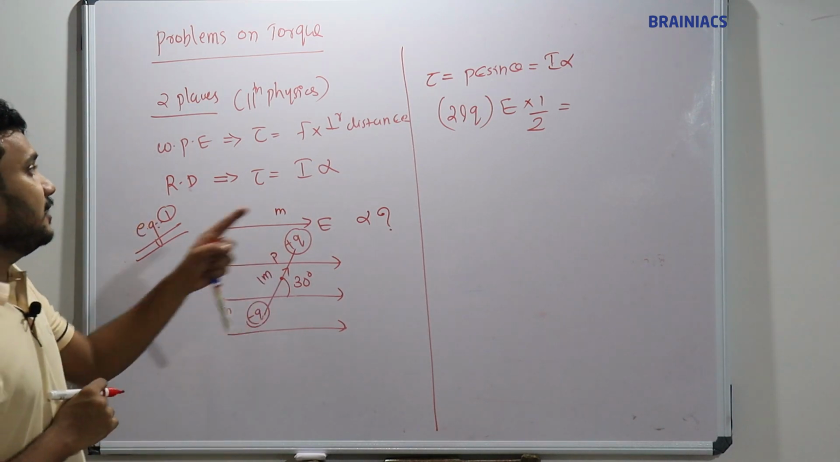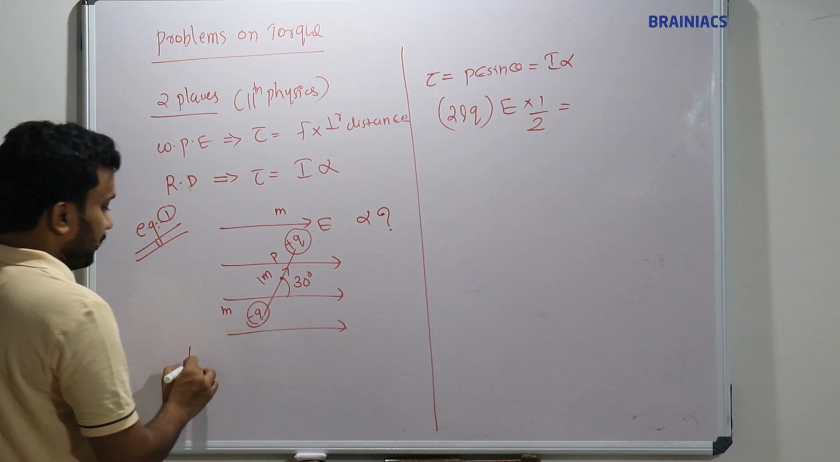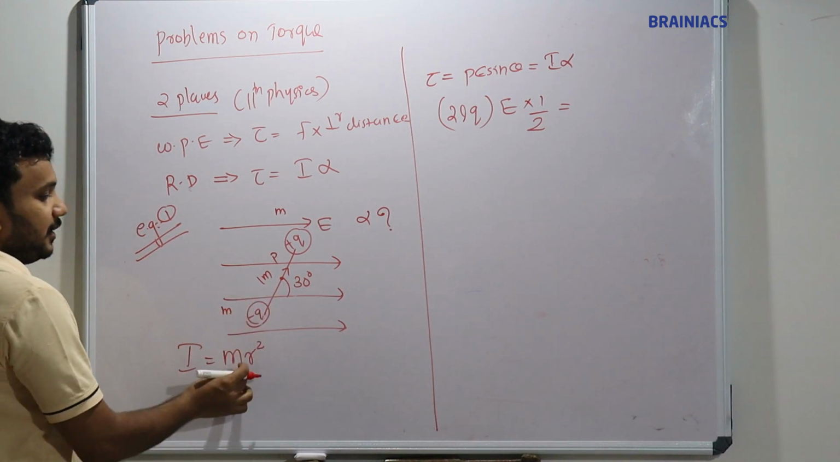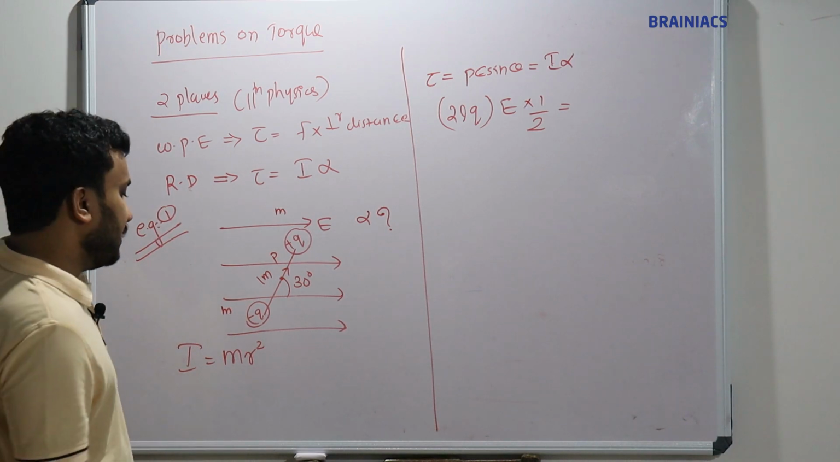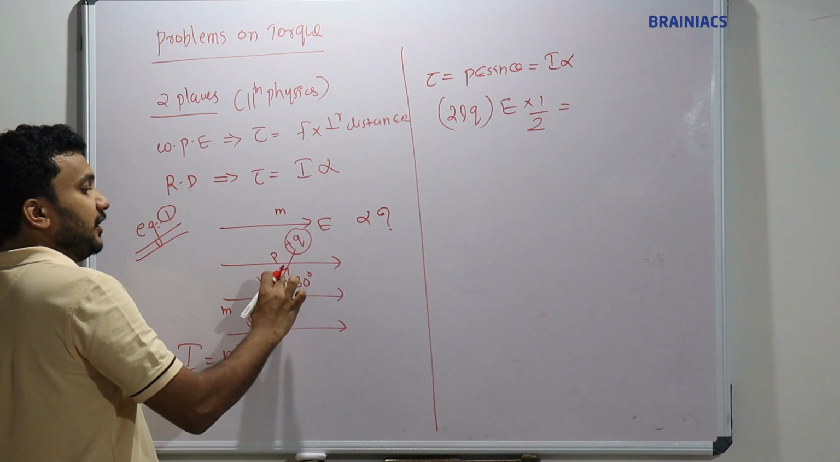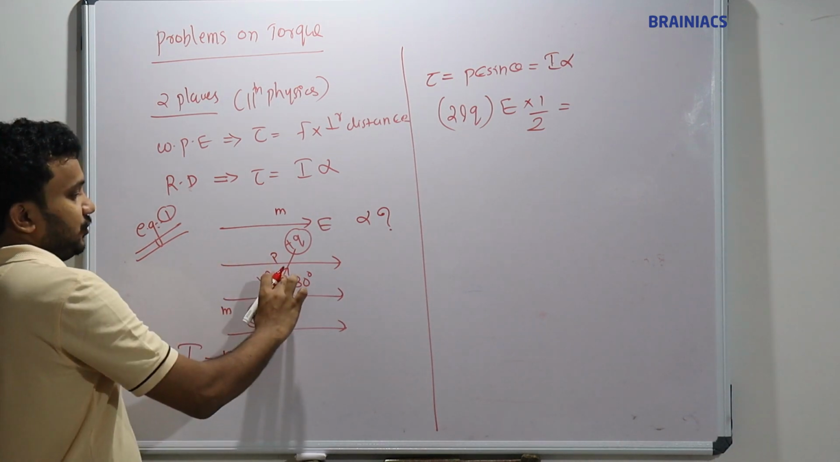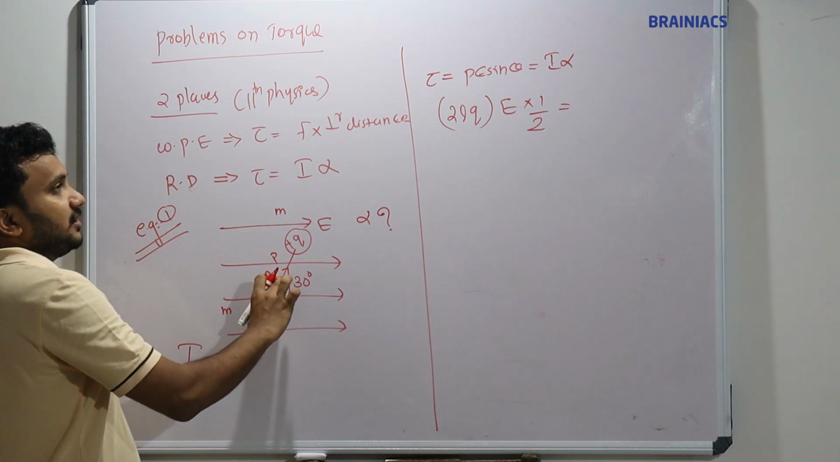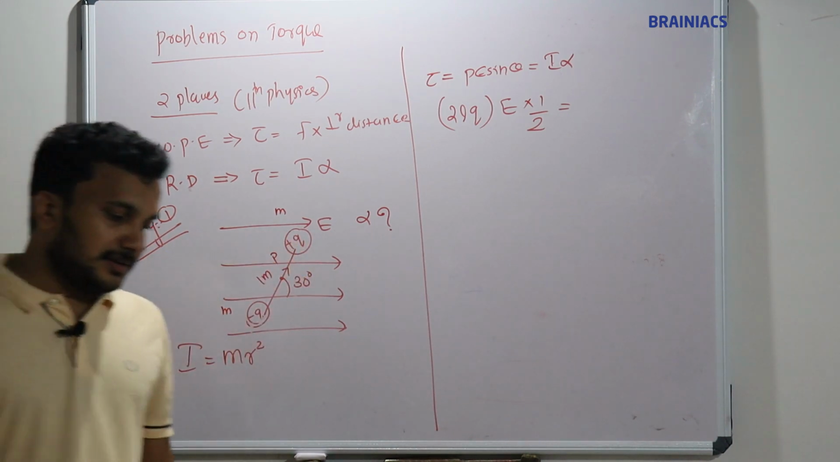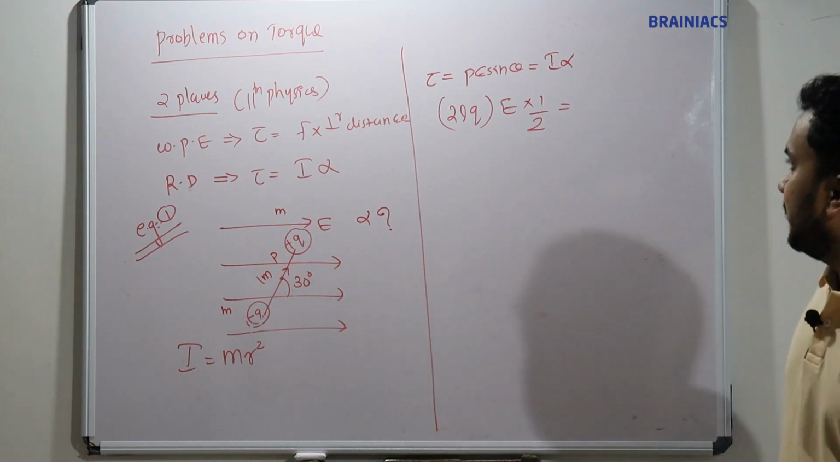So what is the general equation of the moment of inertia? The general equation is I = mr². M is the mass of the object; this we have learned in first year also. R is the distance from this body to the center position. What is the distance? Total is 2L, so half of the distance is L. We are going to substitute these values here.